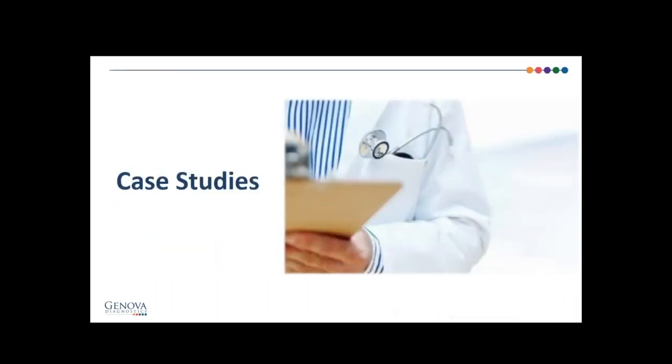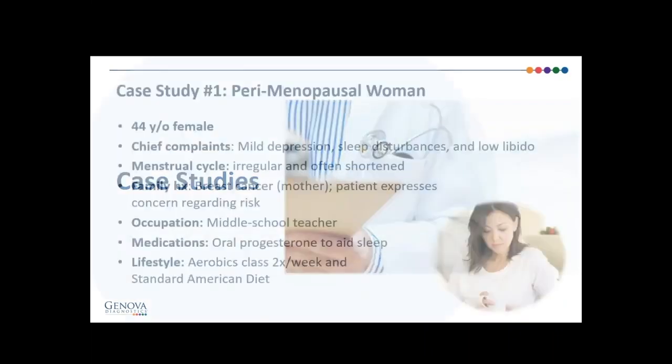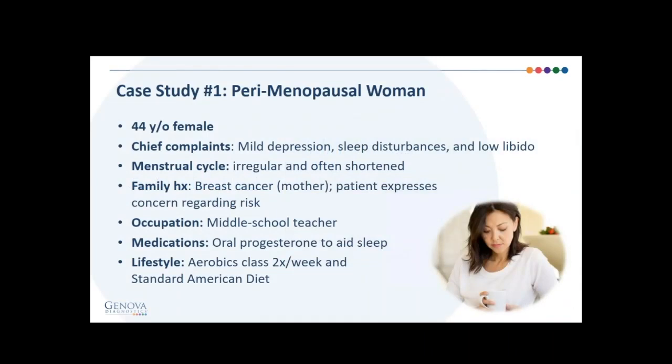Okay, so let's take a look at a couple of case studies with all that we just went through. So case study number 1, a perimenopausal female. She's 44 years old. Her chief complaints: mild depression, sleep disturbances, and low libido. Her cycle is irregular, but it's often shortened. Remember, irregular is a component of perimenopause. Shortened is likely in that follicular phase.